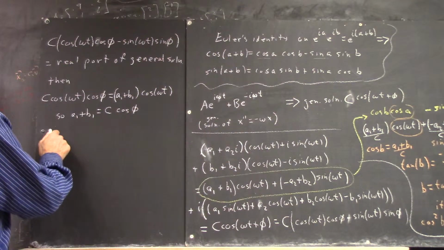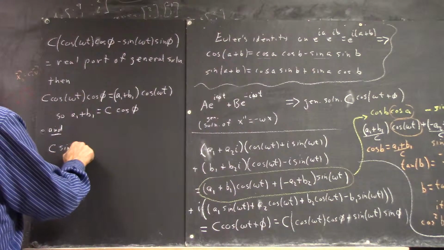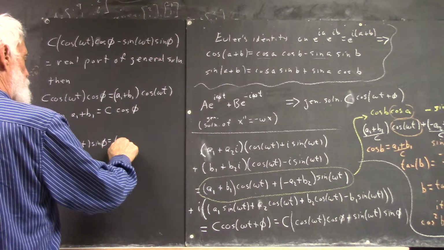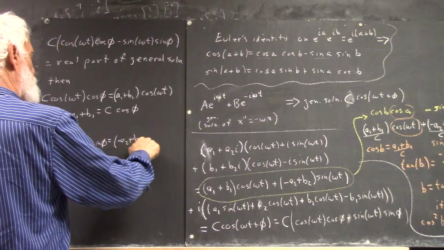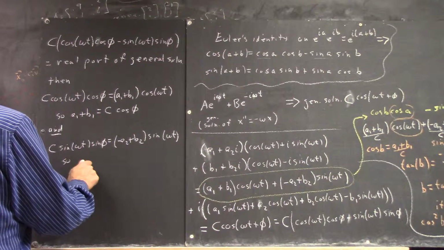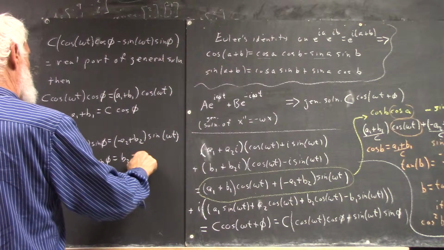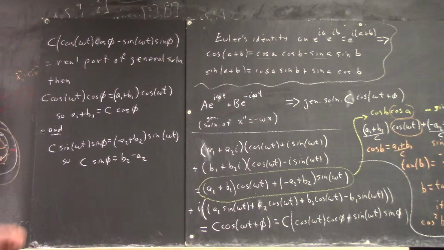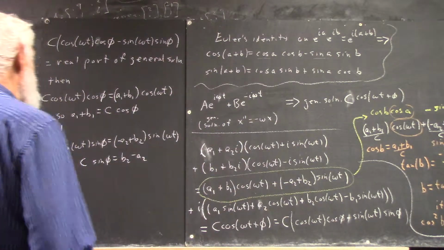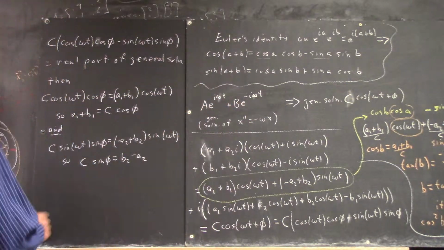And similarly, C sine of omega t sine phi equals negative A2 plus B2 sine of omega t. So C sine phi equals, I'll write it, B2 minus A2. Okay? Now that's two simultaneous equations that can be solved. And it parallels the more cumbersome solution I was into over there.